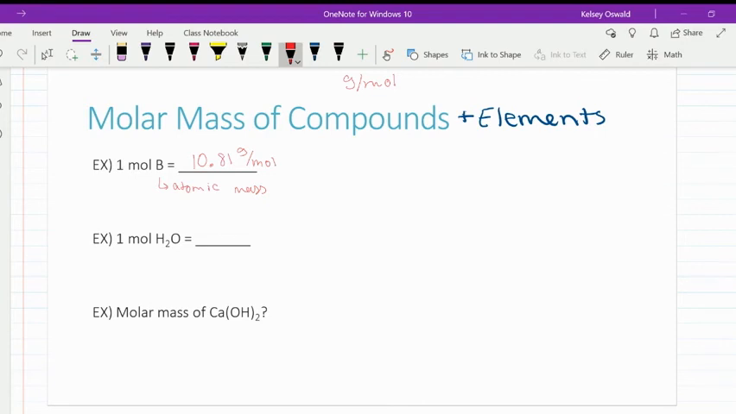So in our second example, we have H2O. So in this case, we have 2 hydrogens and 1 oxygen. So here we're going to do the same thing. We're going to find what our atomic mass is for hydrogen and what our atomic mass is for oxygen, and then add them together. Okay?